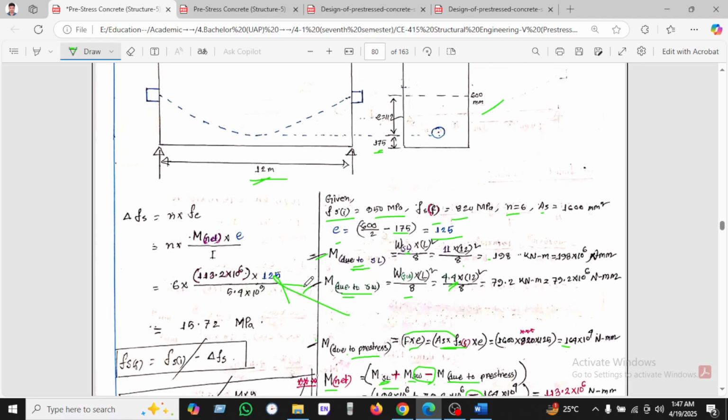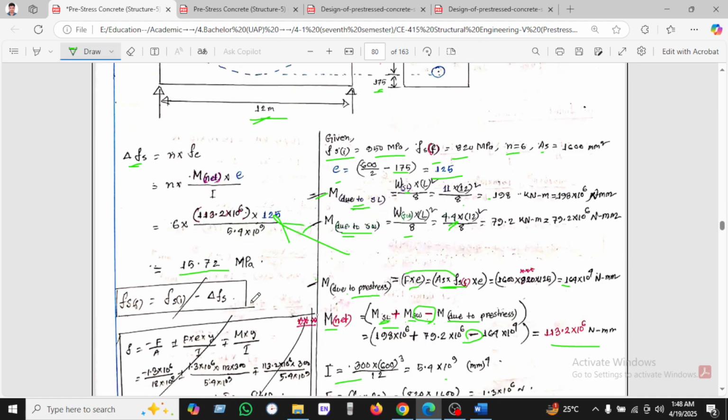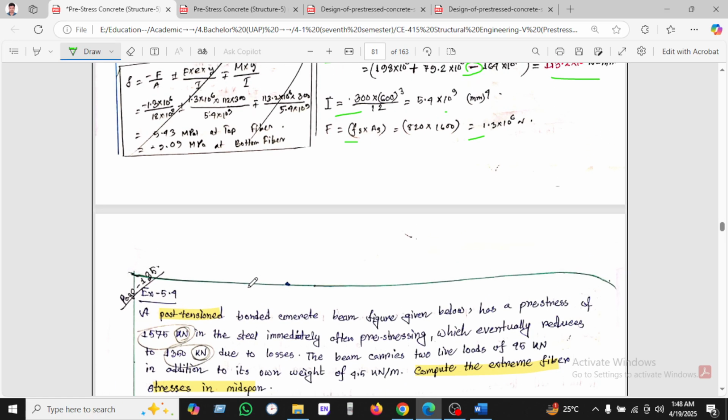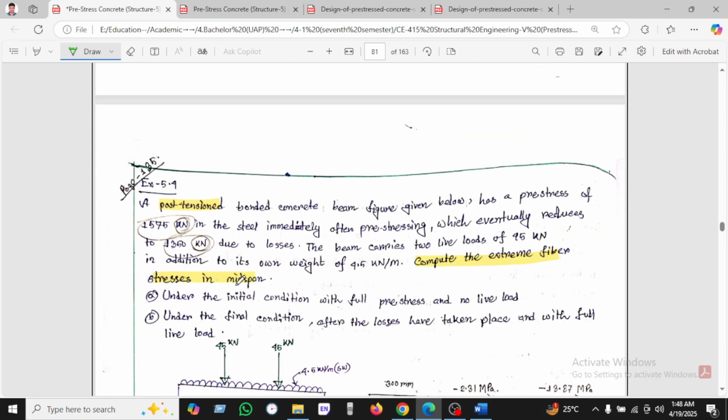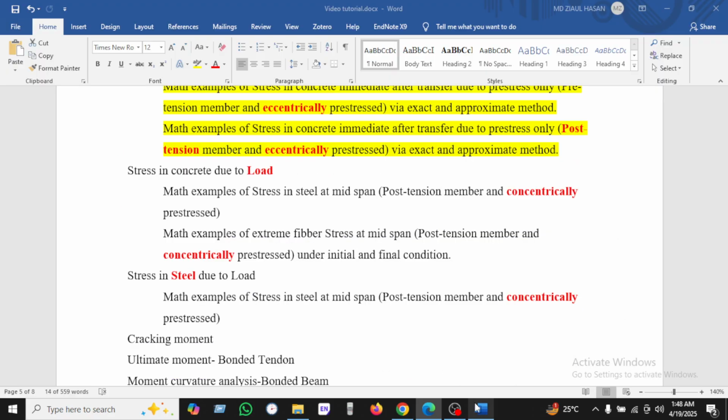After finding this value, just putting in all these values, we then find the loss of stress, which is n into fc, and find the net moment, and found 15.72 MPa. Okay, so let's see another example on post tension.